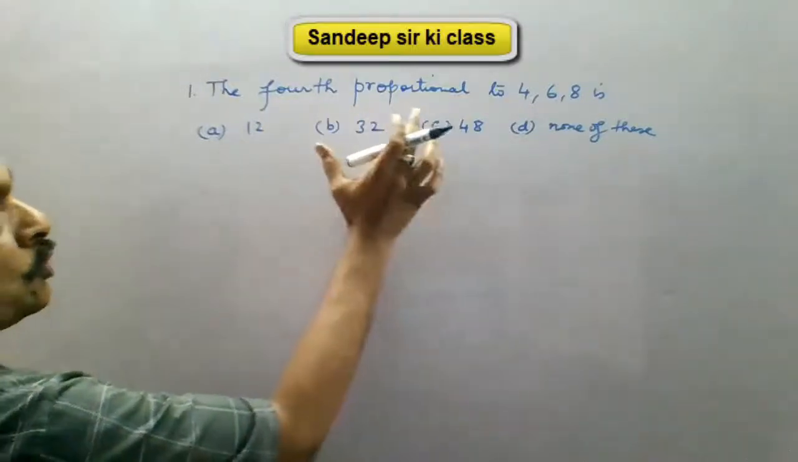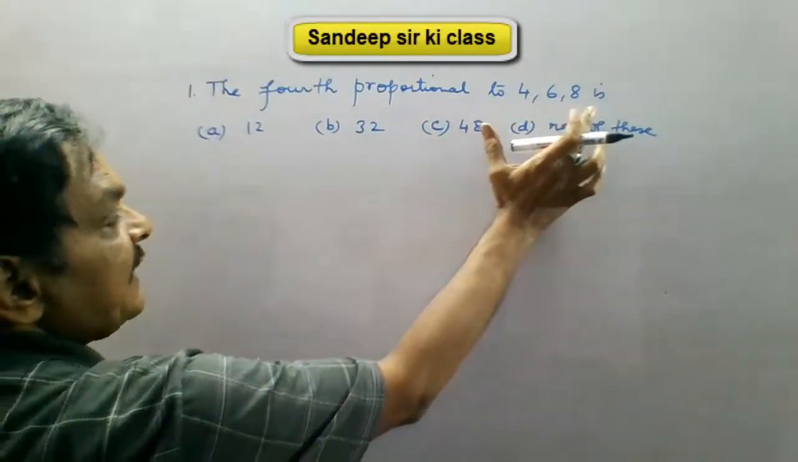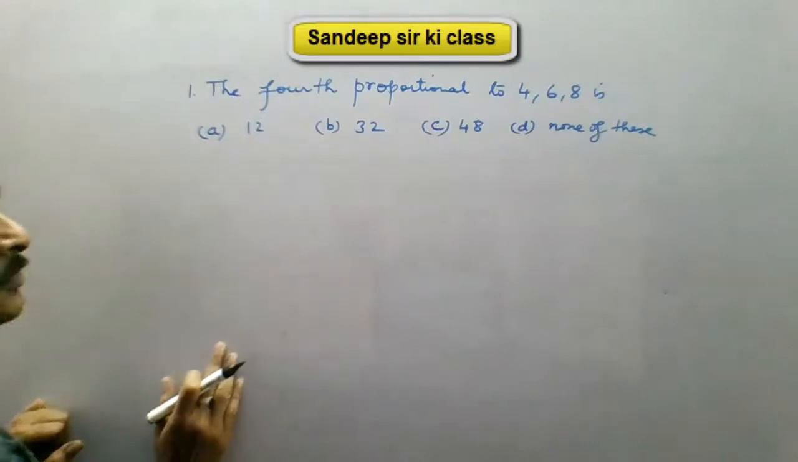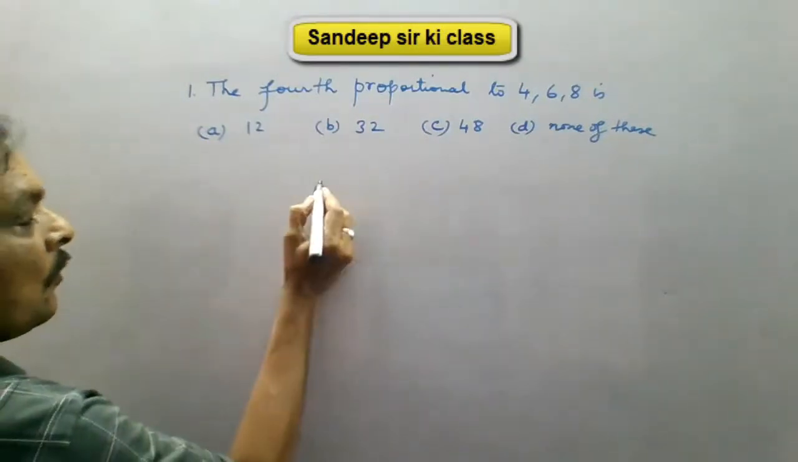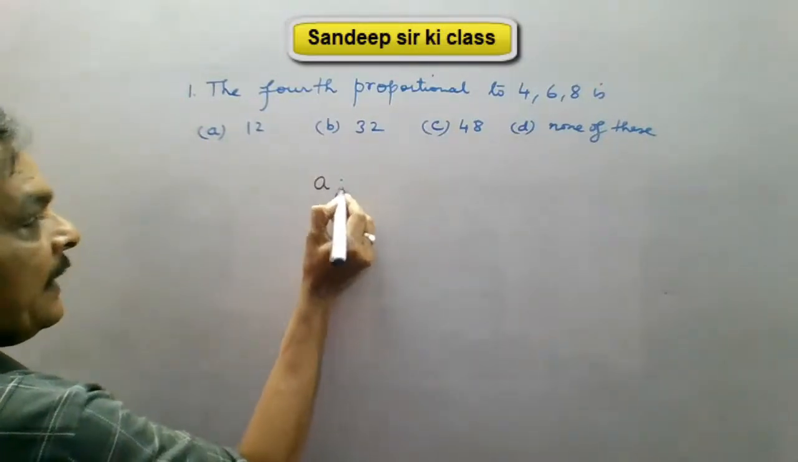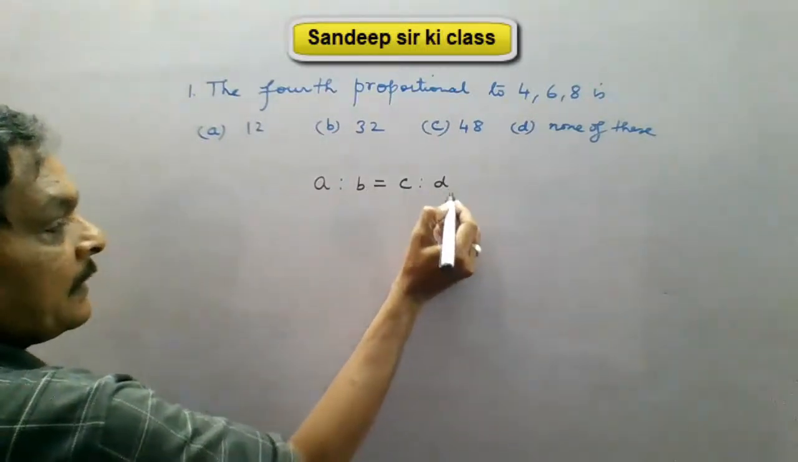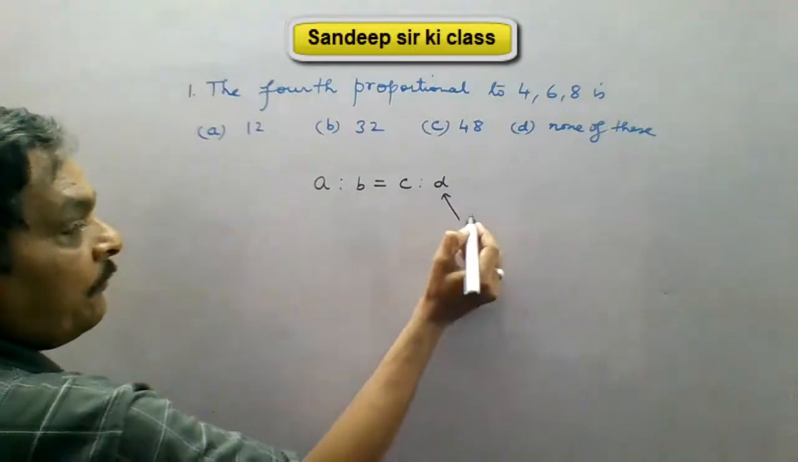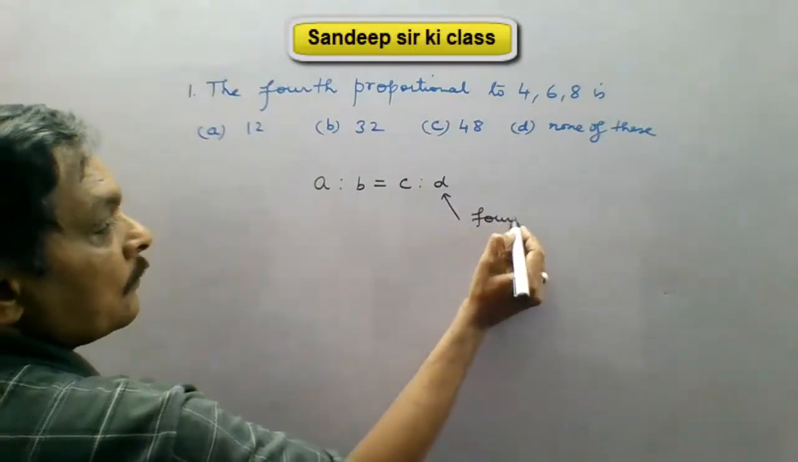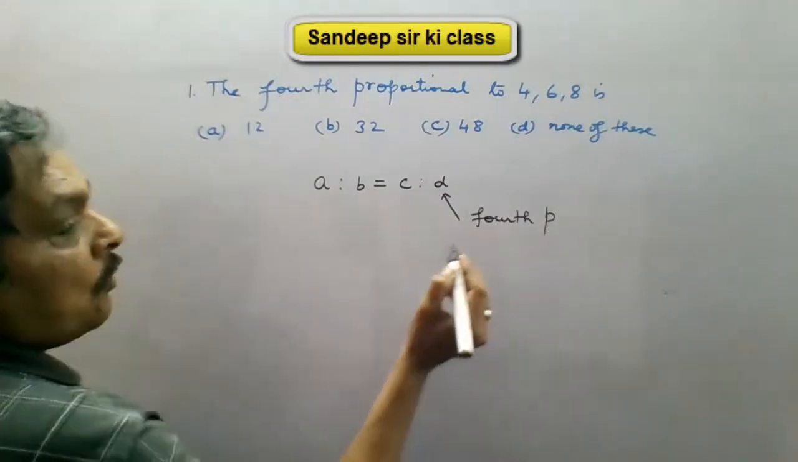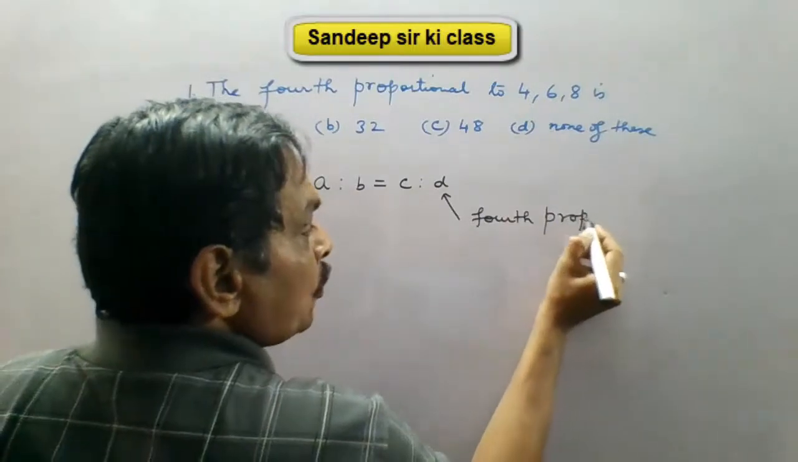The fourth proportional to 4, 6, 8 is, and these are the options given to us. Now we know that if A ratio B is equal to C ratio D, then D is called the fourth proportional.